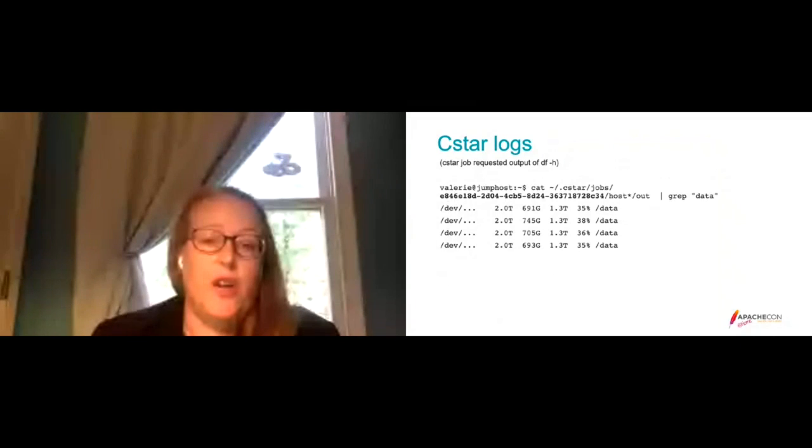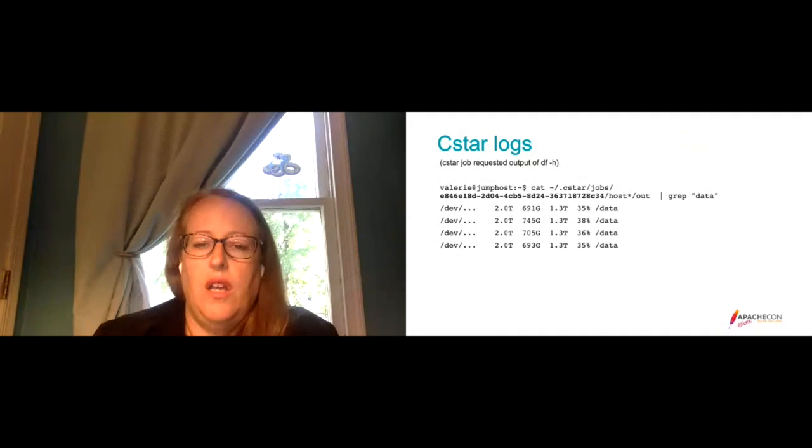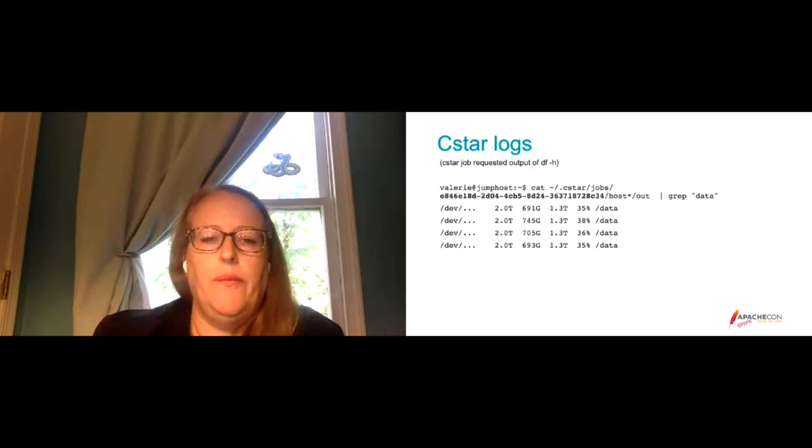So remember that job ID. You can use that job ID to look in cstar jobs, which is the log directory. Underneath the jobs folder, you'll have a bunch of folders with your job IDs, one for each job that you run with cstar. And then under that, you'll have the host names that were involved in that job. The file I'm looking for is named out. And so here, my cstar job asked for disk utilization, and I'm just checking to make sure we have enough overhead for the maintenance that we're about to do.